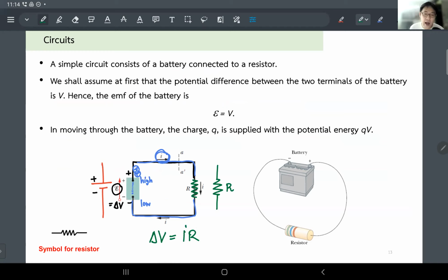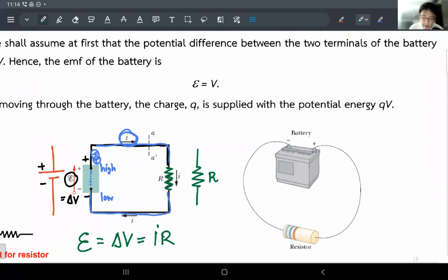V equals IR, or I equals V over R, up to you. And that delta V that now we know is the electromotive force. Okay, that's done. All right. Now, this is what's happening here.